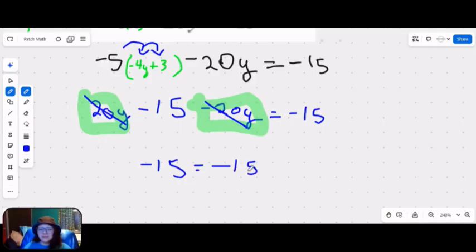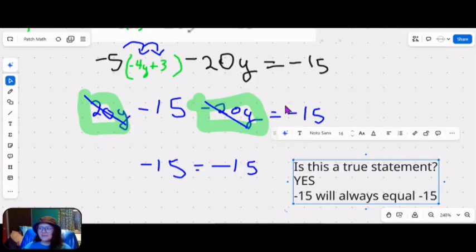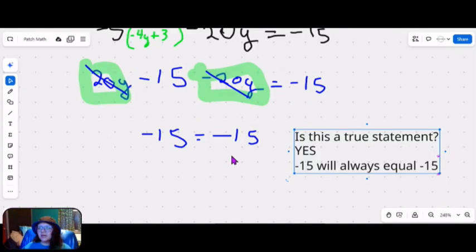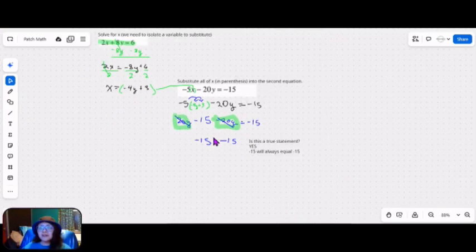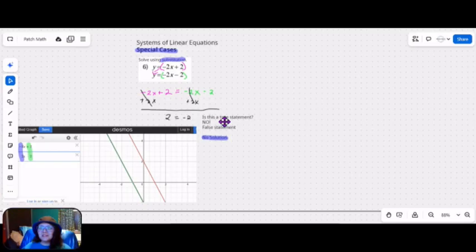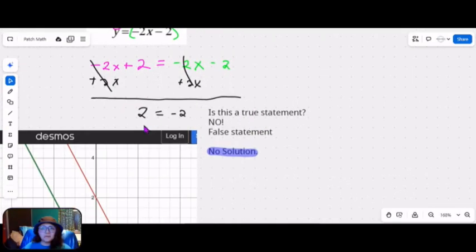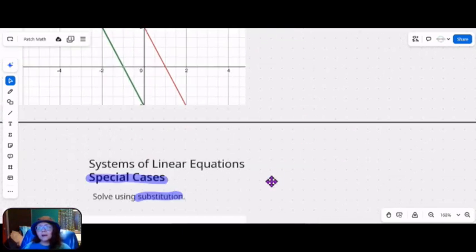What does this mean? This is what we call a true statement in mathematics. Negative 15 will always equal negative 15. If these numbers were different, like they were in the first video in the series, where the numbers were different only by sign, then they're not the same. That's a false statement, and that's no solution, and the lines are parallel.